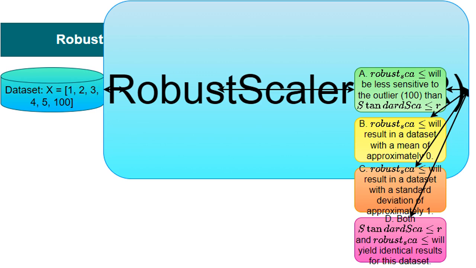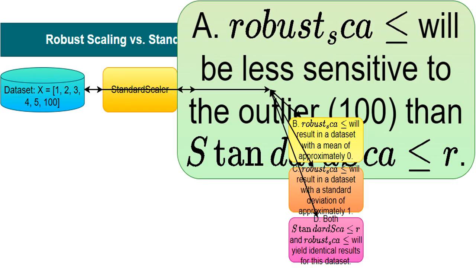RobustScaler uses the median, middle value, and the interquartile range, IQR, instead of the mean and standard deviation. The IQR, which is the difference between the 75th and 25th percentiles, makes it less susceptible to outliers. We are going to investigate how this method is less influenced by those extreme values. This is the first quiz option. It proposes that RobustScaler is less affected by the outlier, 100, compared to StandardScaler. This is the key difference and is indeed correct.